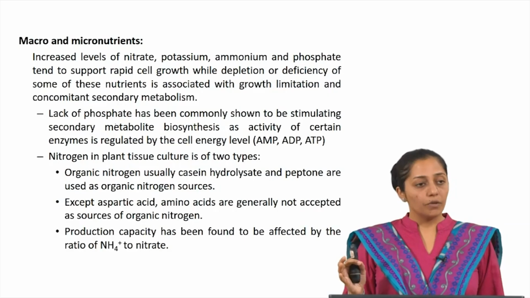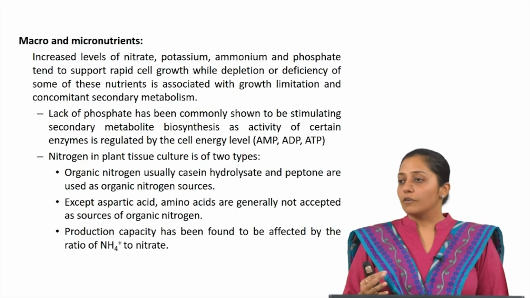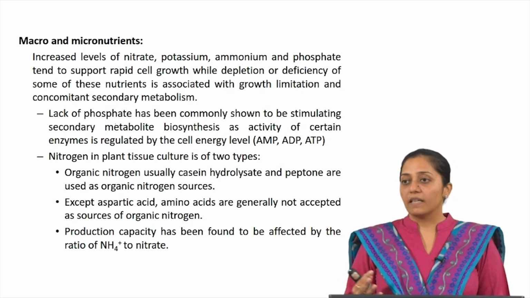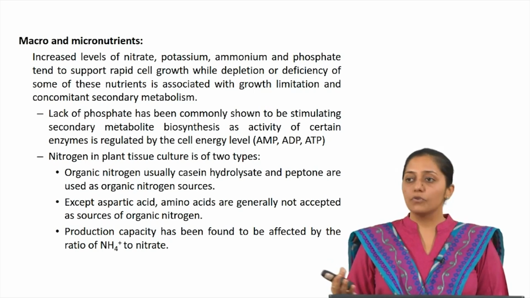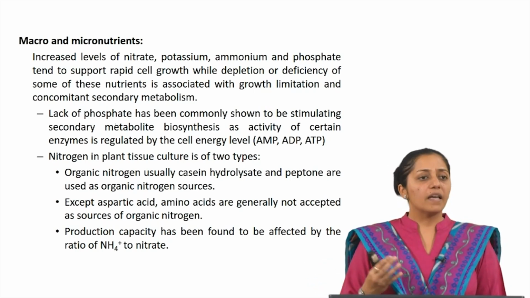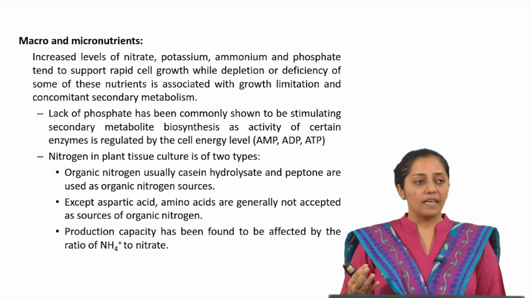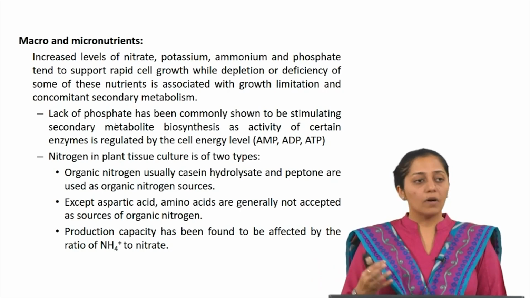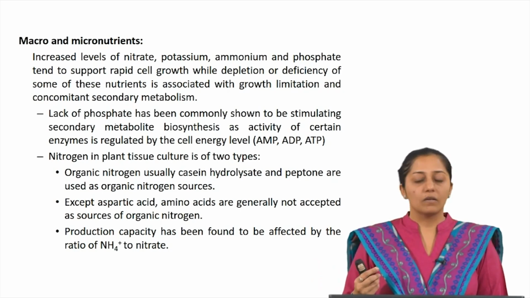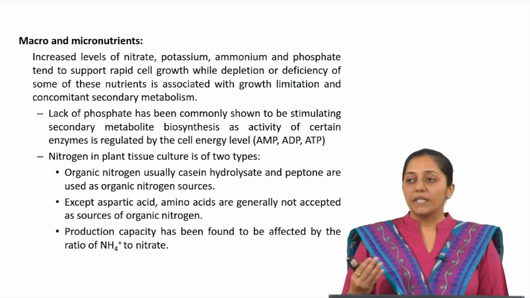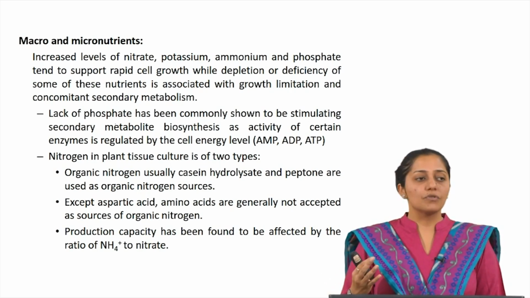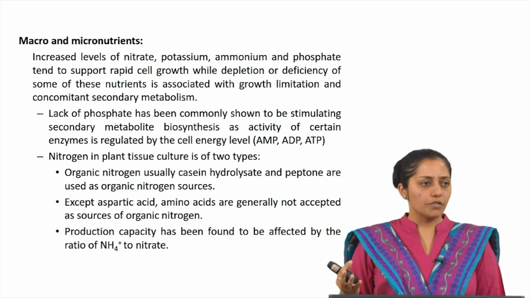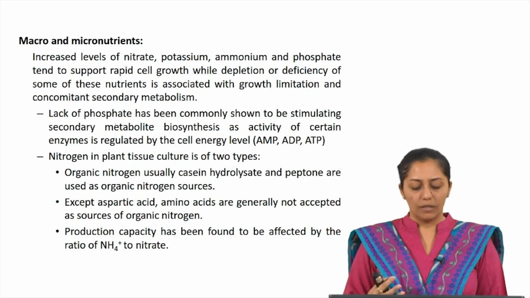So, macro and micronutrients you people already know. Nitrogen, generally, if you take organic sources, then casein hydrolysate or peptone can be used to reduce the production cost. But there one has to judiciously select the batch, so that batch to batch variation is avoided in the media or in the result because of the variation in the concentrations. Further, amino acids generally as nitrogen source, only aspartic acid is used, not other amino acids, and moreover it enhances the cost of production. So, that has to be taken into account.